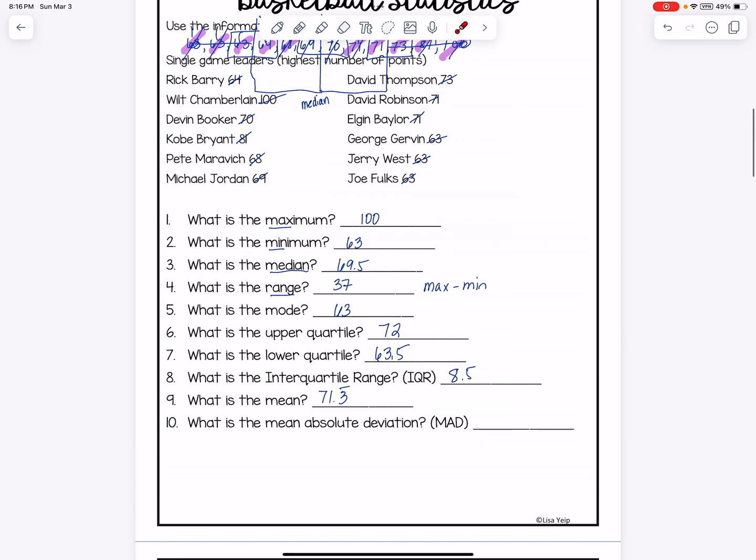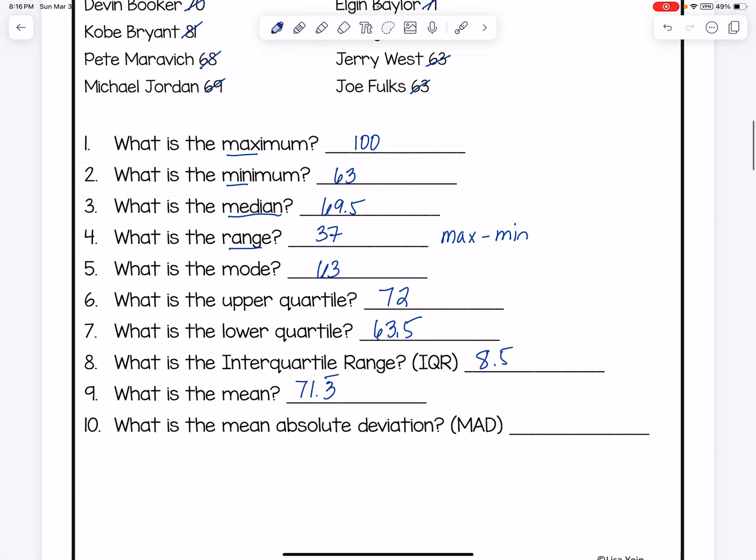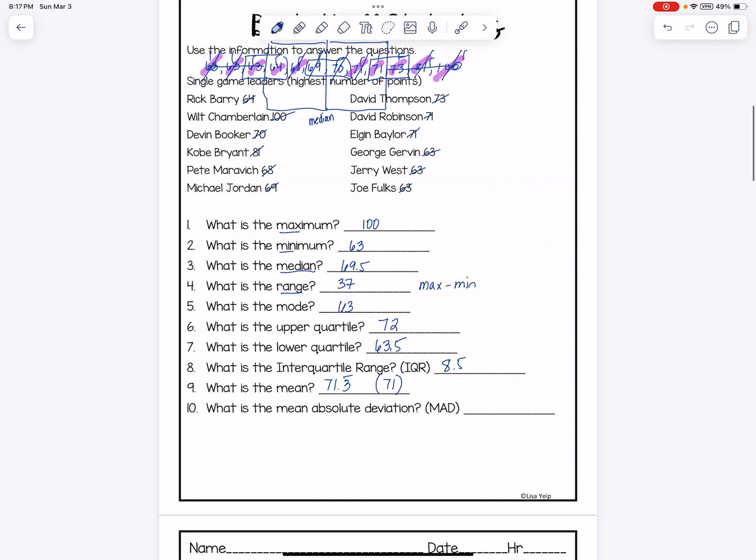Okay, so what is the mean absolute deviation for this one? How far is all the data away from the mean? Well, let's go ahead and calculate that. For the purpose of ease with this, let's go ahead and we'll just pretend the mean is 71, okay? Because we're still going to get a good idea about the mean absolute deviation without worrying about that 3/10 of a point. Okay. All right. So if our mean is 71, how far away is all the data from the mean?